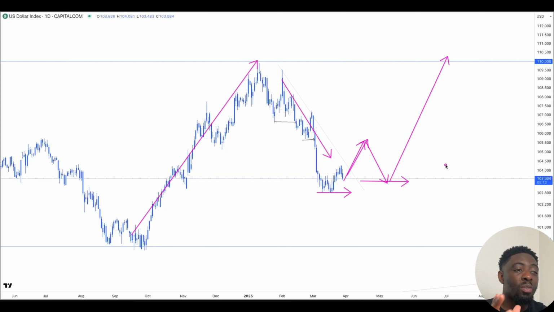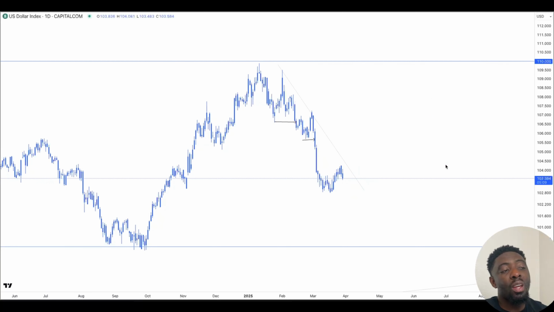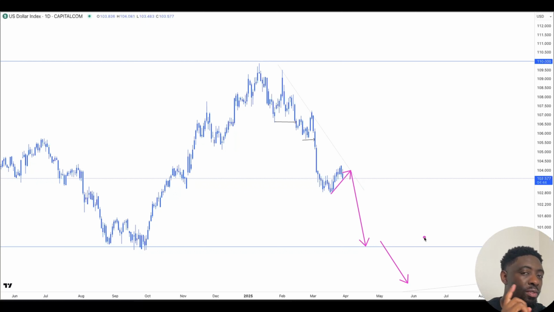So those are two possibilities I'm looking at on the DXY, and it just depends on how price wants to move. But at the back of my mind, I know there's two possibilities. So the first one is just a continuation move. You get a pullback to this trend line, and you get sellers coming in again impulsively, and we take prices all the way to 100, like 100 flat, the psychological level. And there's a possibility we might extend a little bit lower because there's a trend line right there. So that's the first thing.